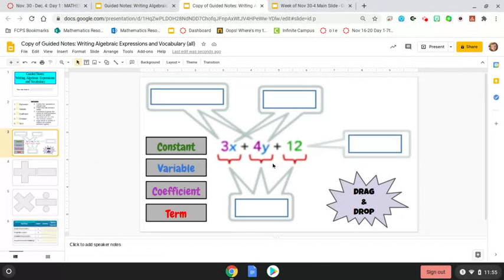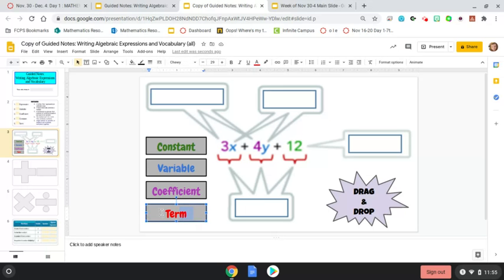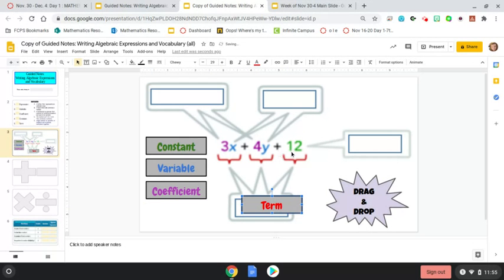It doesn't have an equal sign. An equal sign would make it an equation, but we're talking about an expression. So all of these little parts, each individual part is a term. So we're going to drag the word term and we are going to put term on each one of these parts. So each one of these parts that are separated by the plus signs, those are called terms.